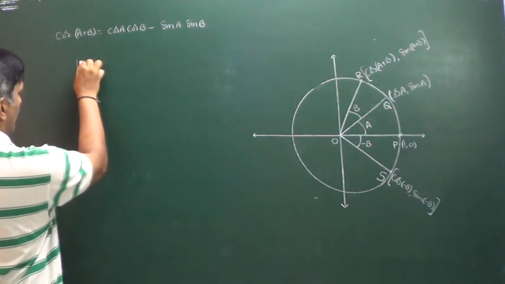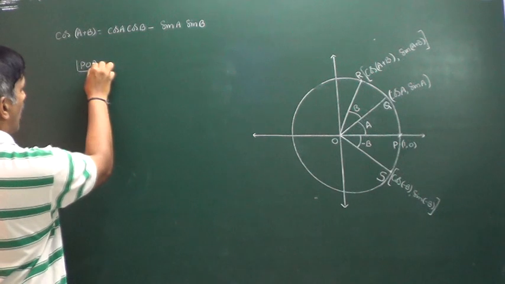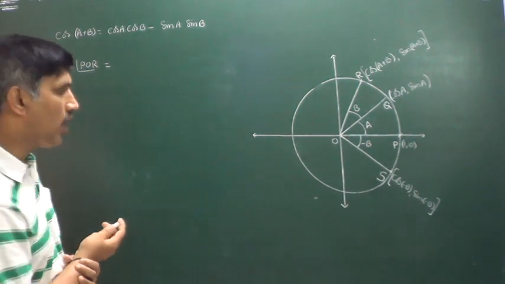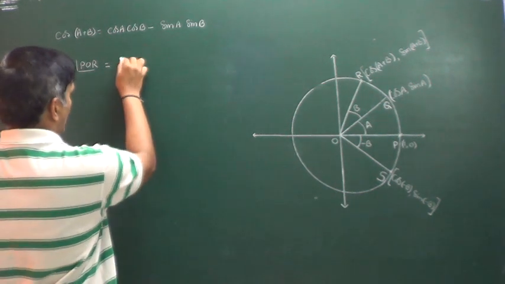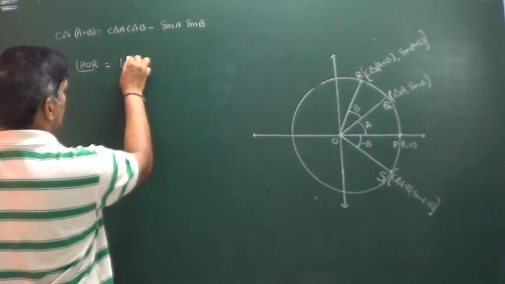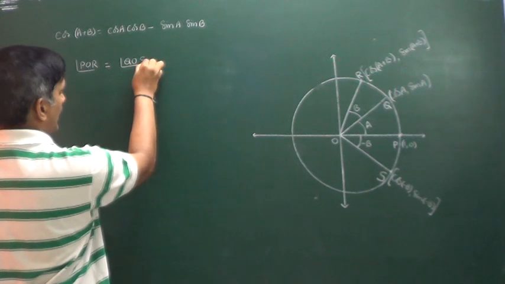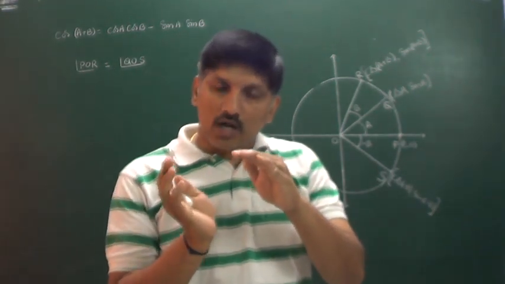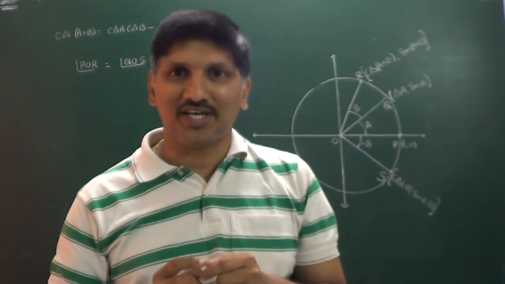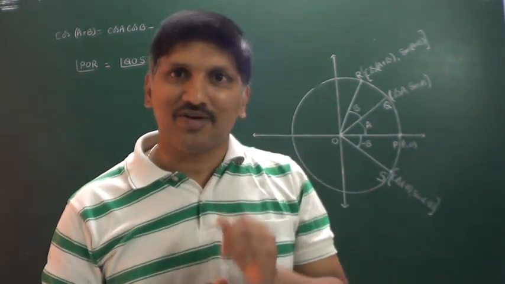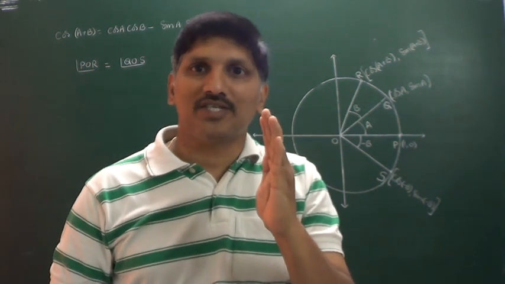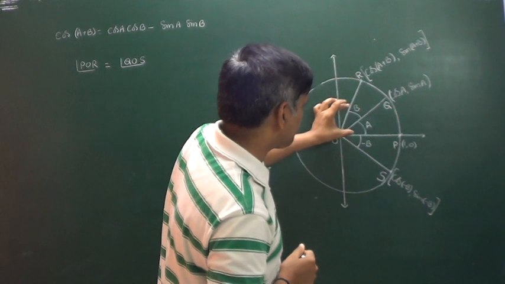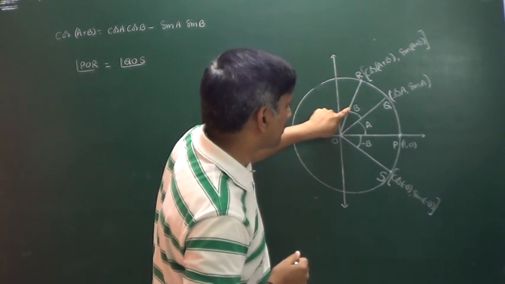Angle POR is the same as angle QOS. Maybe the direction is clockwise, that's why we are taking negative, but the measure is the same. Minus 30 clockwise, plus 30 anti-clockwise. That's why this total angle is a plus b.